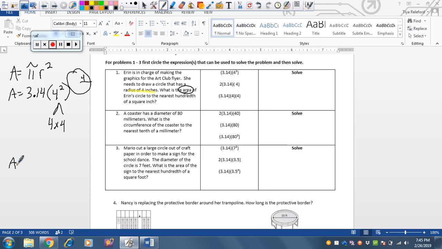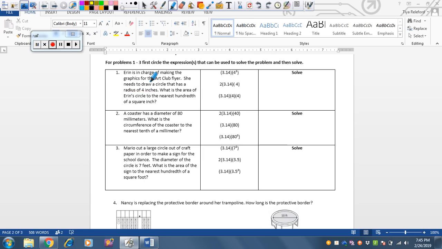So I know that 3.14 times 16, I believe it's 50.24 inches squared. If you get a different answer, you need to go back and figure out why.